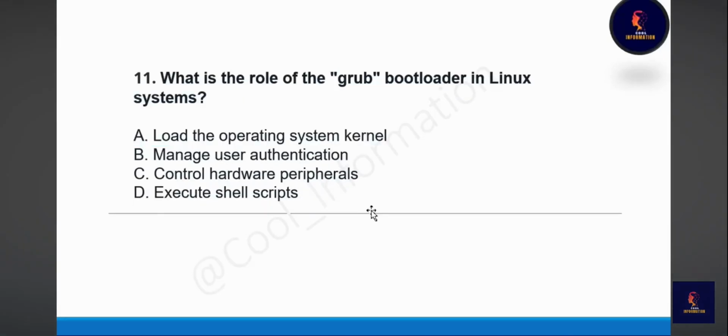What is the role of the GRUB bootloader in a Linux system? Option A, load the operating system kernel. Option B, manage user authentication. Option C, control hardware peripherals. Last option is execute shell scripts. Correct option is option A, load the operating system kernel.